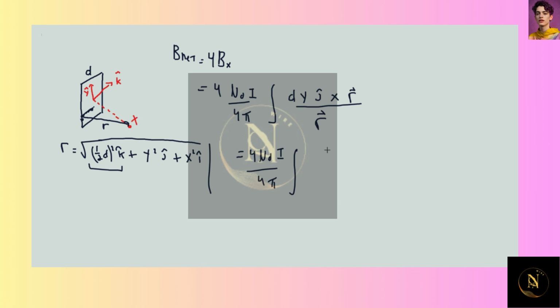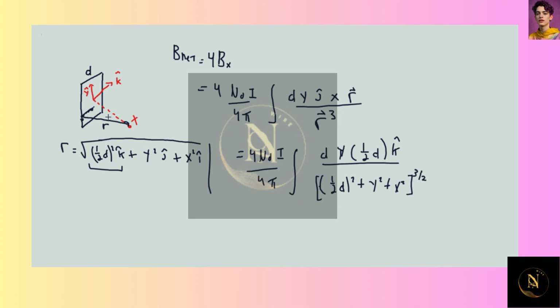And the integral, the only one that matters for us, will have dy and then 1/2 of d, and this is all in the k hat direction. Oh, whoops, this should be over r cubed here. So then we have our r, so 1/2 d squared plus y squared plus x squared, and that's all to the 3/2.